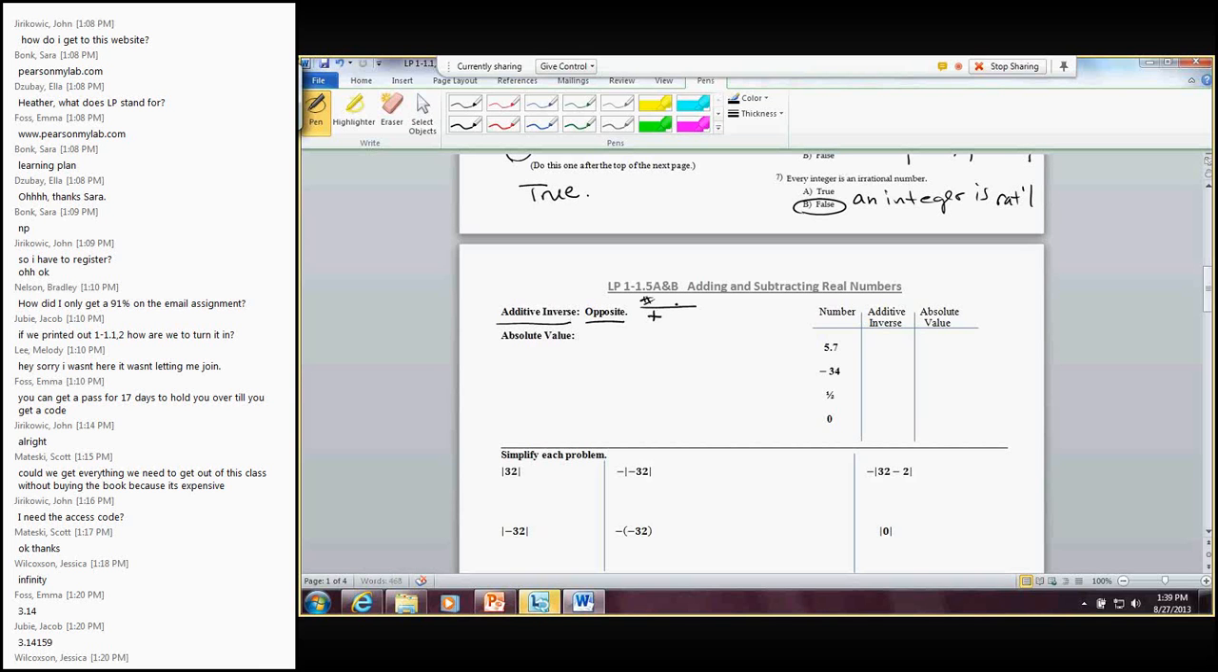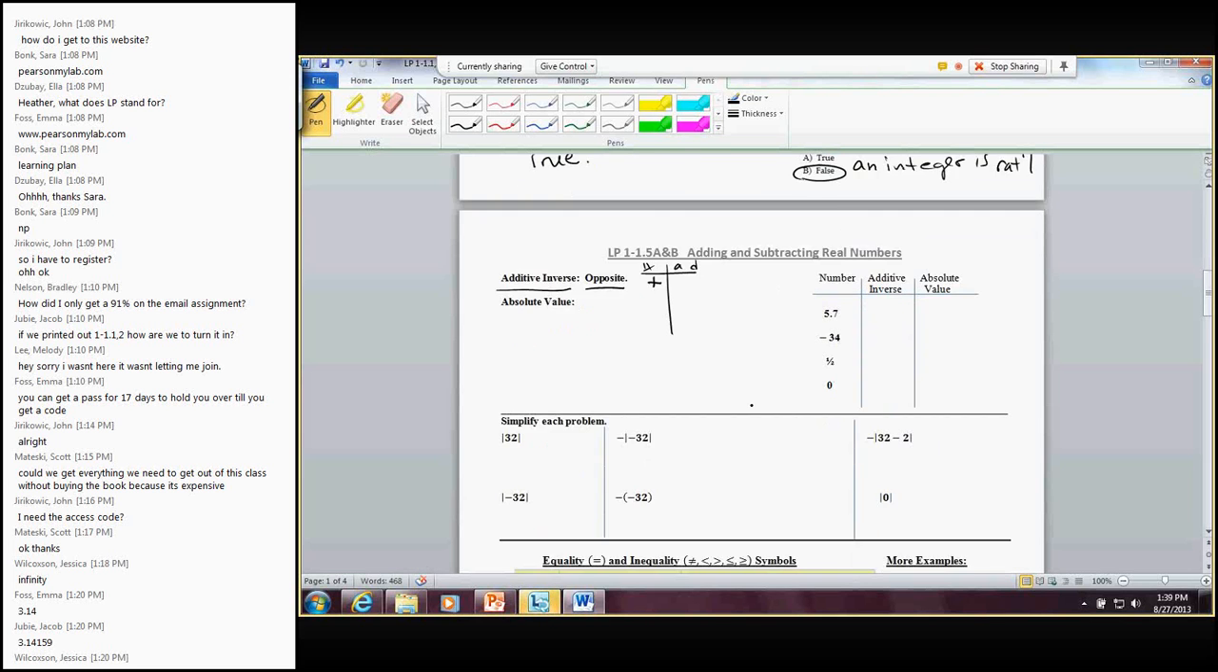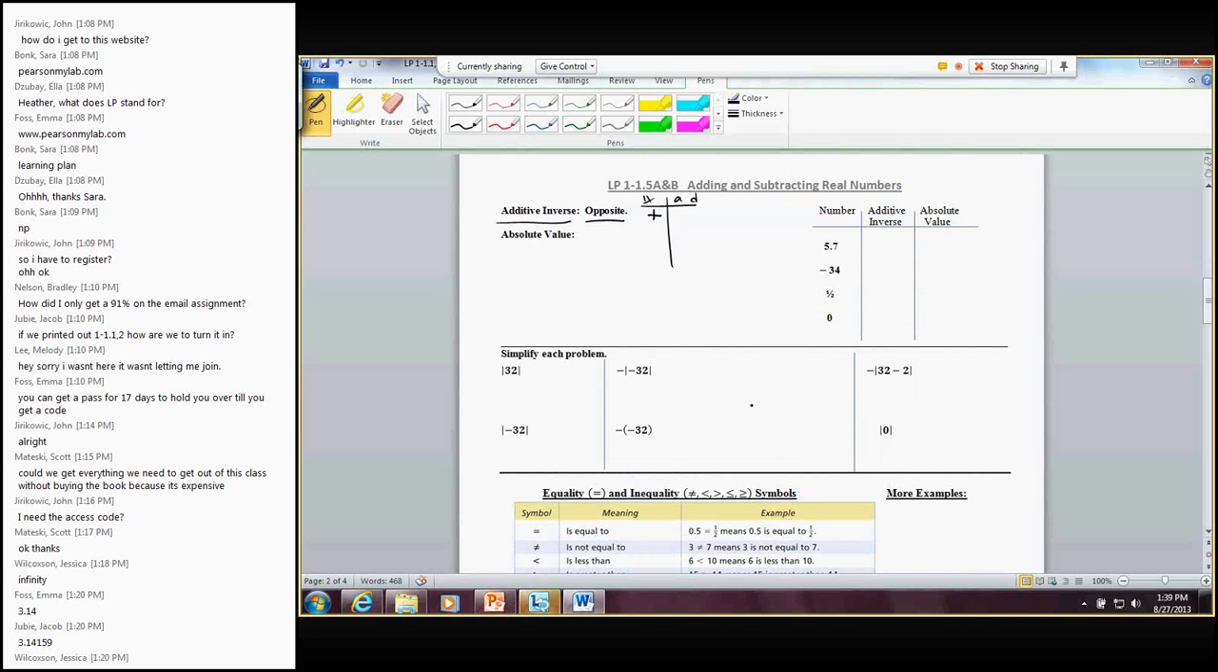Oh, I hate that when it does that. It kind of just erases what I just wrote. I think I have to be on the full page.